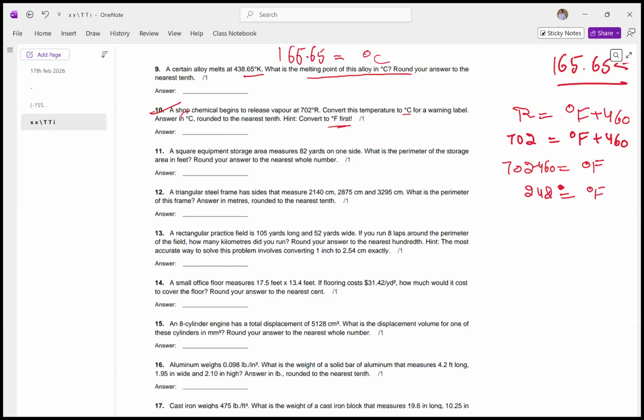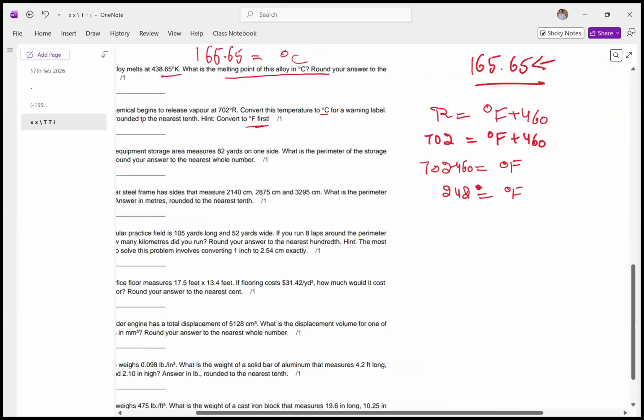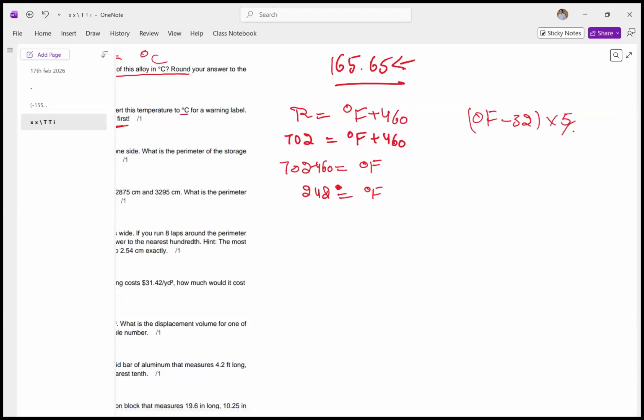And then we need to convert everything into degree Celsius. So we're going to see the relation between degree Celsius and degree Fahrenheit. The relationship is degree Fahrenheit minus 32 multiplied by 5 over 9 will give you degree Celsius. So this will be 242 minus 32 and multiply by 5 over 9. That's going to give me 116.67 degree Celsius. So this is the correct answer.